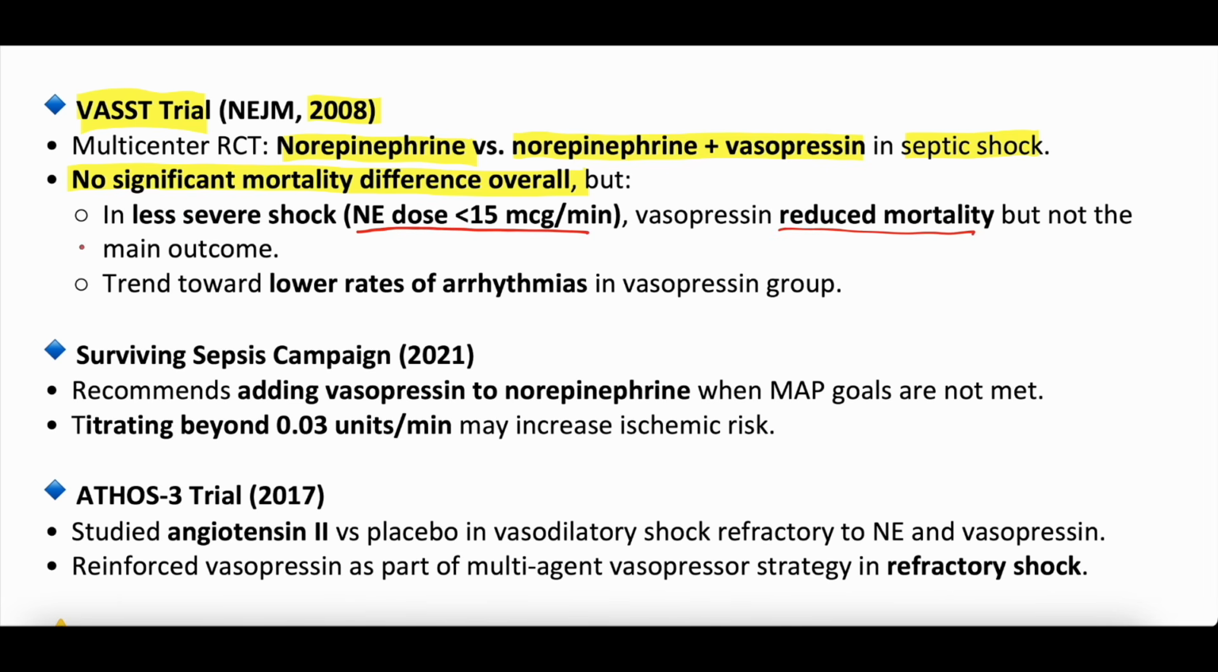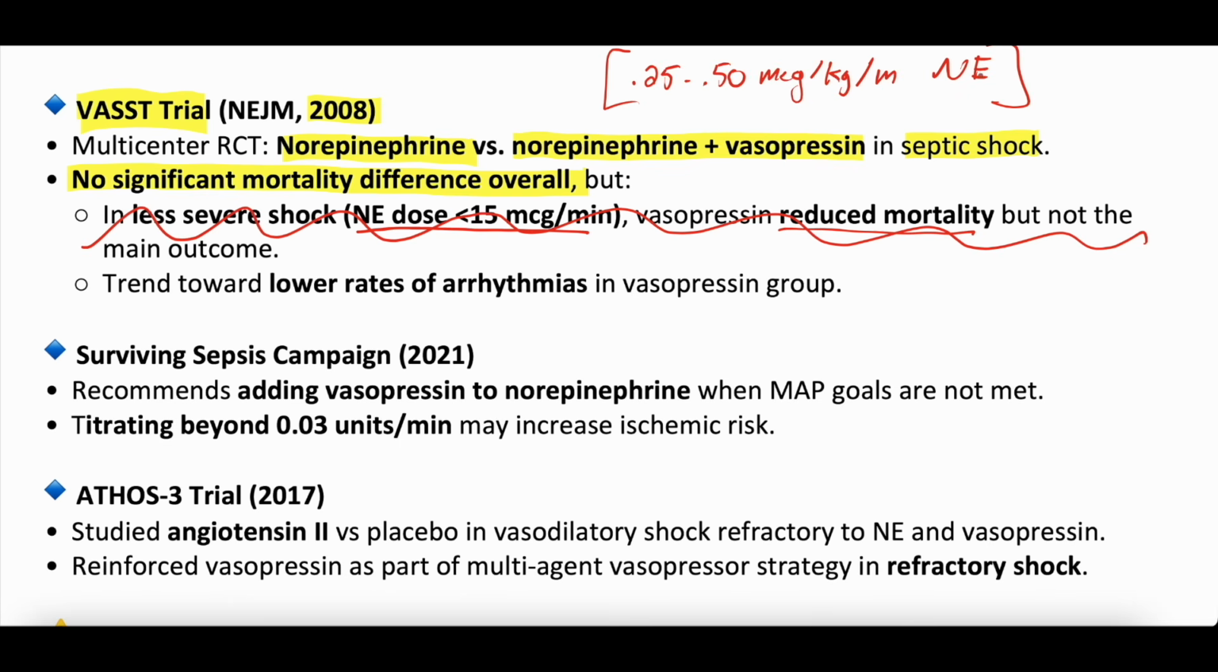Now, this is a loaded statement. We're actually going to cross it out, but it's worth knowing. It was not powered for this, but this is what we were implying. We're maybe starting vasopressin earlier rather than waiting until you get to that 0.25 to 0.50 micrograms per kilogram per minute of norepinephrine. Maybe starting the vasopressin earlier would be better, but we don't know that.